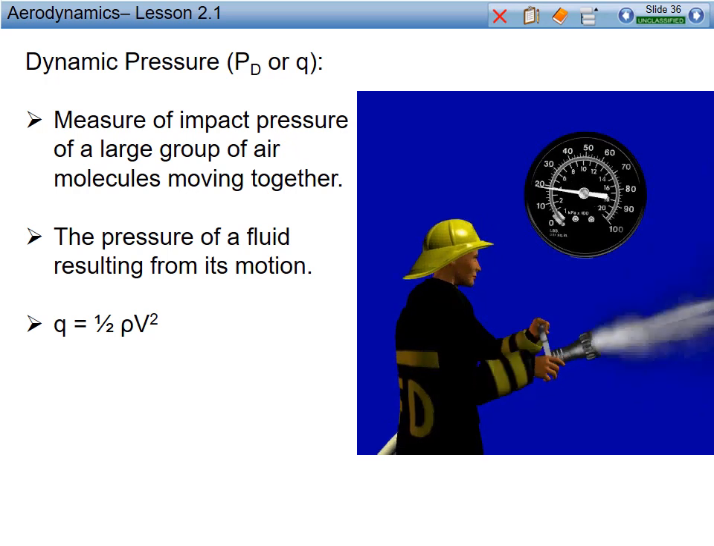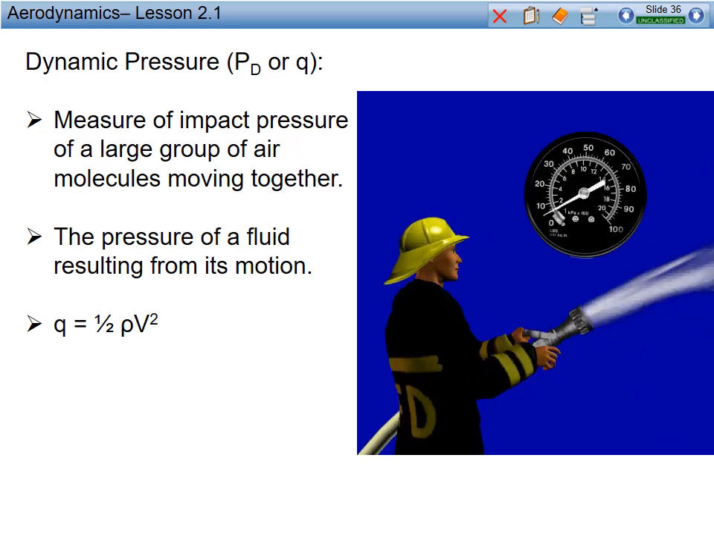Dynamic pressure, P sub D, or Q, is the measure of impact pressure of a large group of air molecules moving together. It is the pressure of a fluid resulting from its motion. Q is equal to 1/2 rho v squared. As we watch the fireman open the nozzle with high static pressure, we'll see the water molecules begin to move. As they increase in velocity, the overall pounds per square inch, or PSI gauge, will begin to drop.